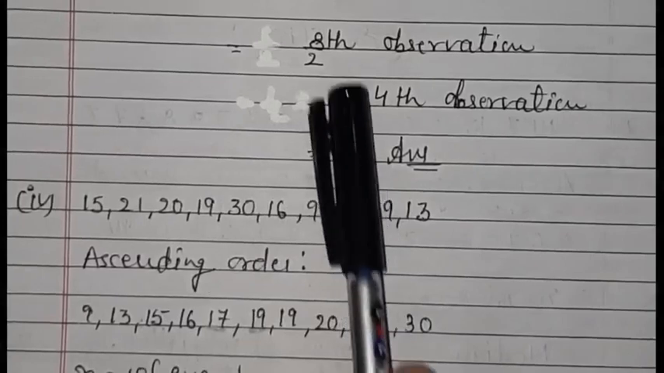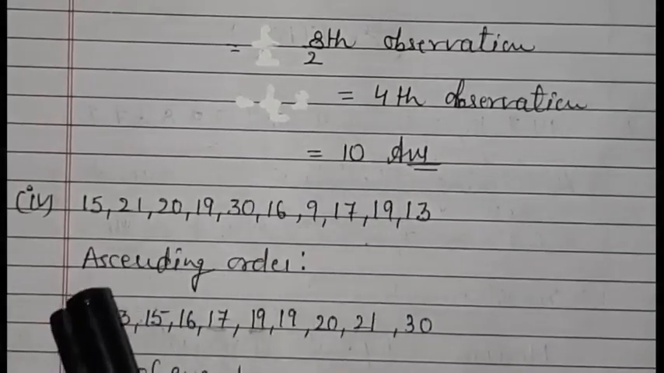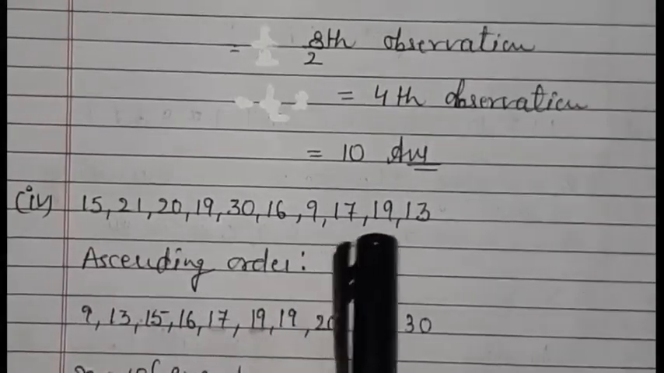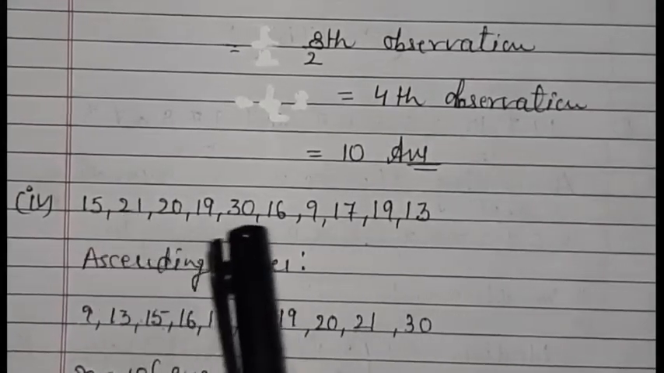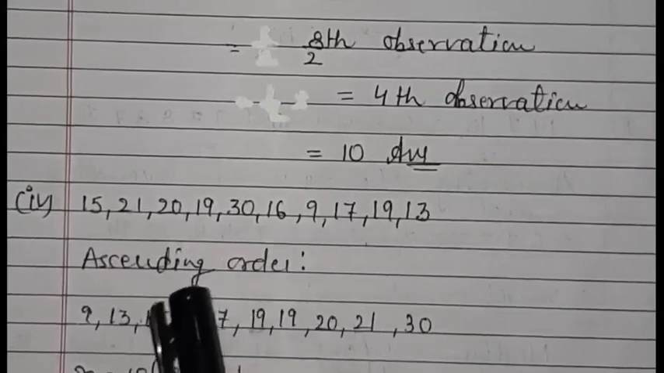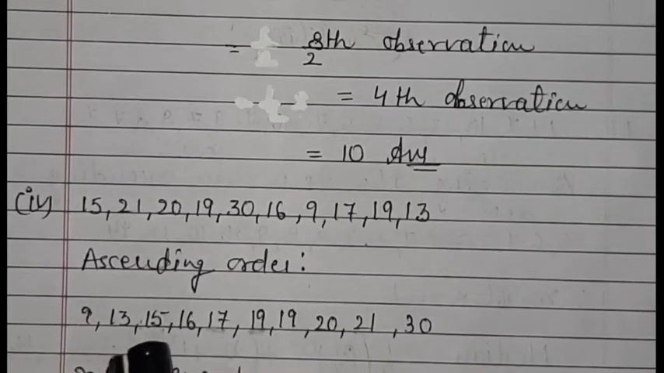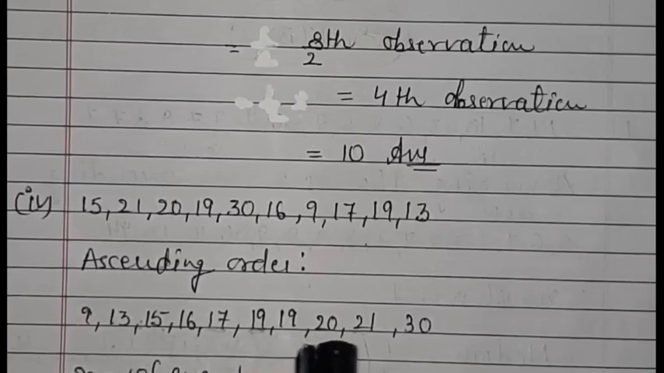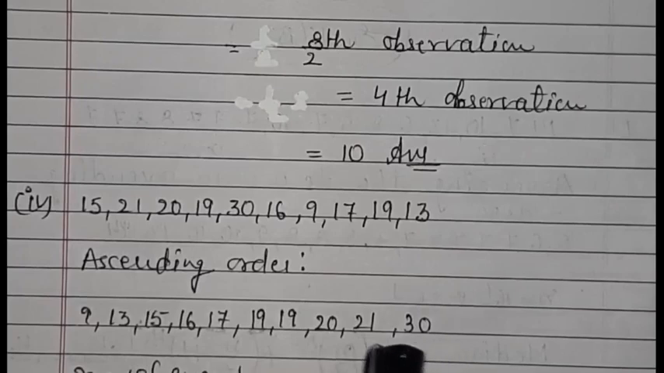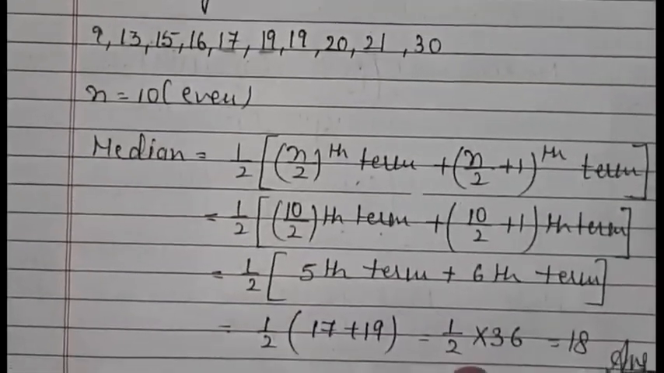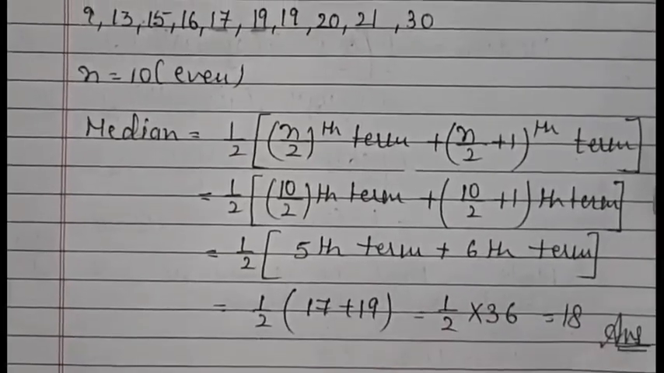Here you can see, right? Now this fourth part, here again we have to calculate its median. So first arrange all these observations into ascending order. When we convert, it will come 9, 13, 15, 16, 17, 19, 19 again, 20, 21, 30. How many observations are here? Just count it. There are 10 observations, right?